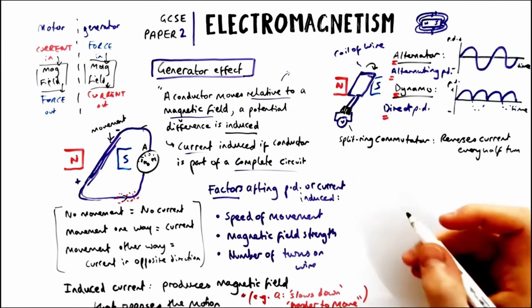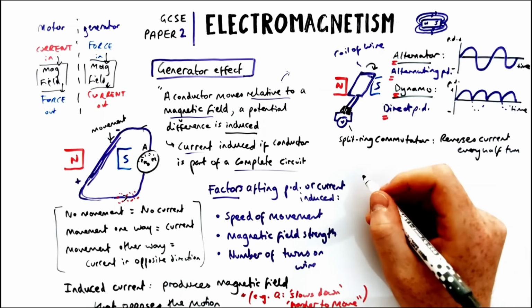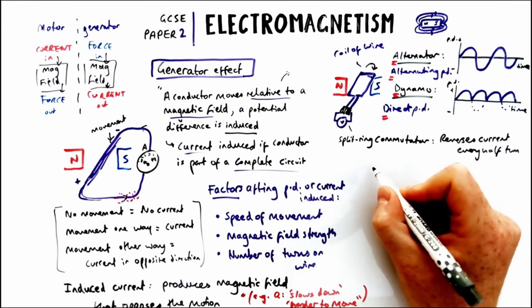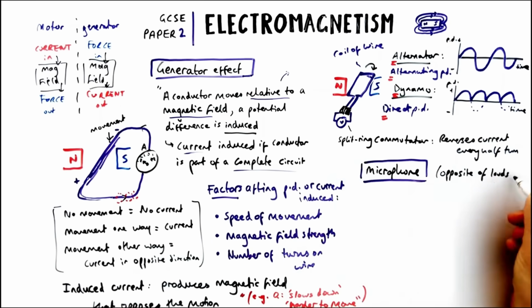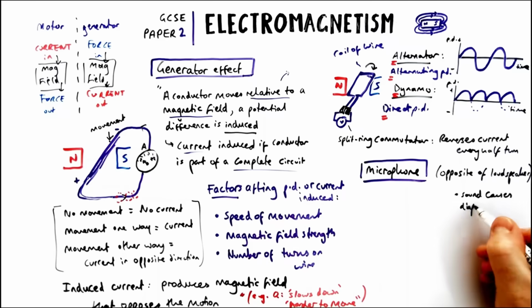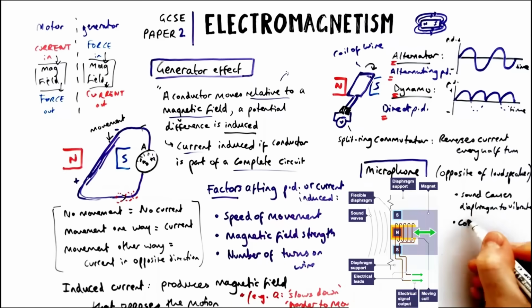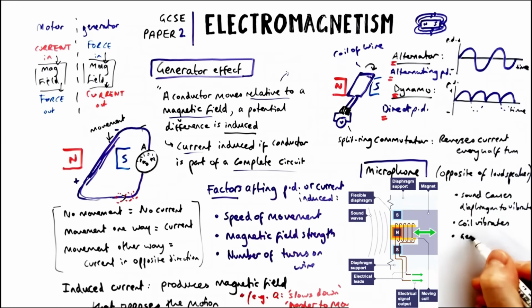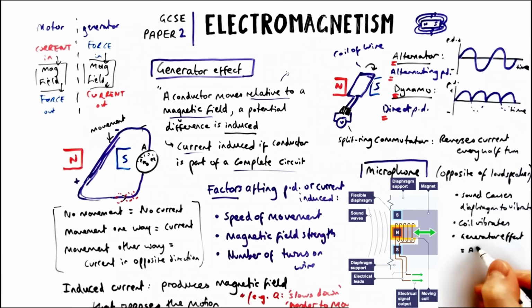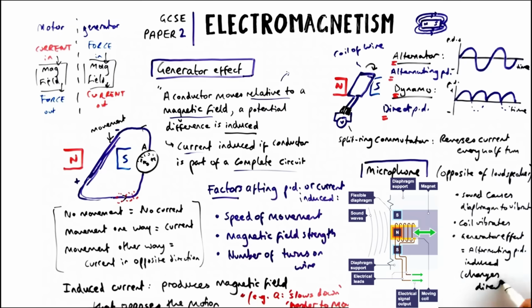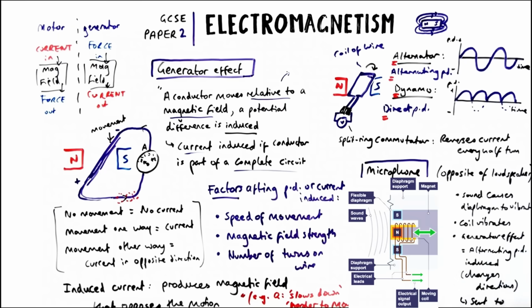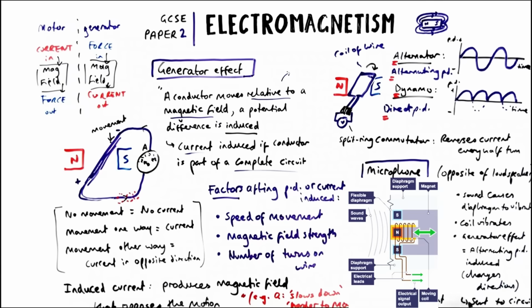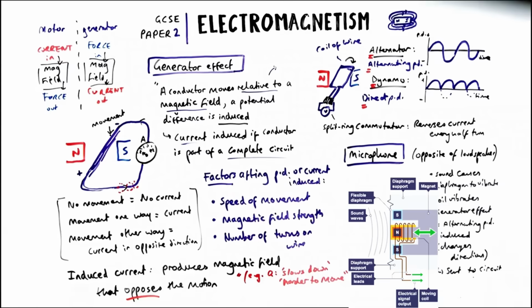One big example of this, rather than power stations and things like that, is a microphone. Now, a microphone works in the opposite way to a loudspeaker. So sound waves cause the diaphragm to vibrate, and the generator effect is going to happen because the coil is vibrating. That means there's going to be alternating PD induced because it's changing direction, which then gets sent to the circuit. So instead of a loudspeaker going current to sound, this is going to go sound waves to current.